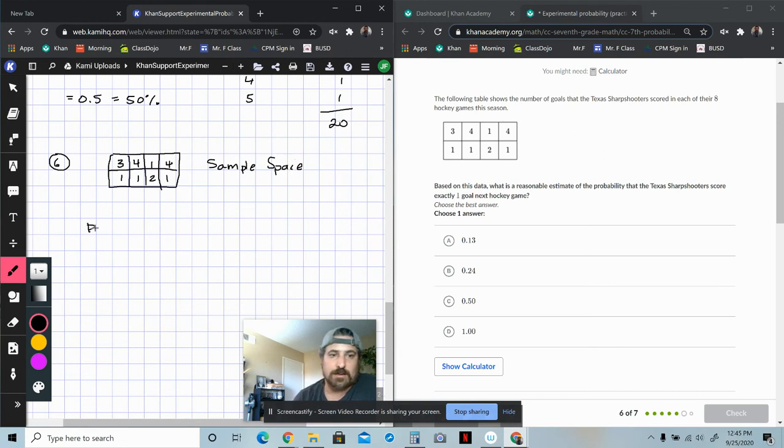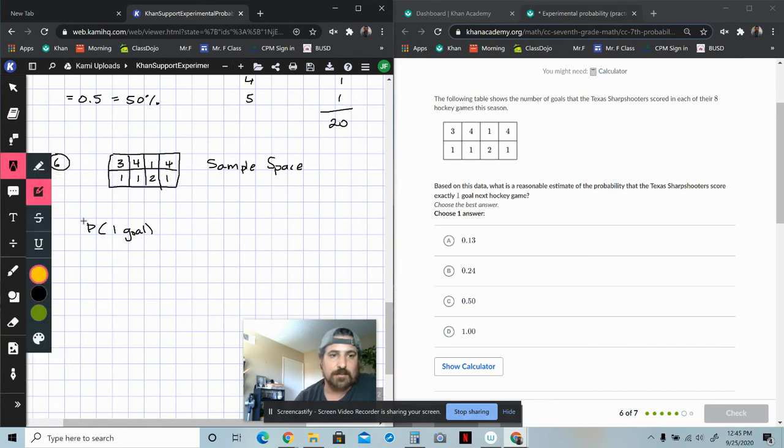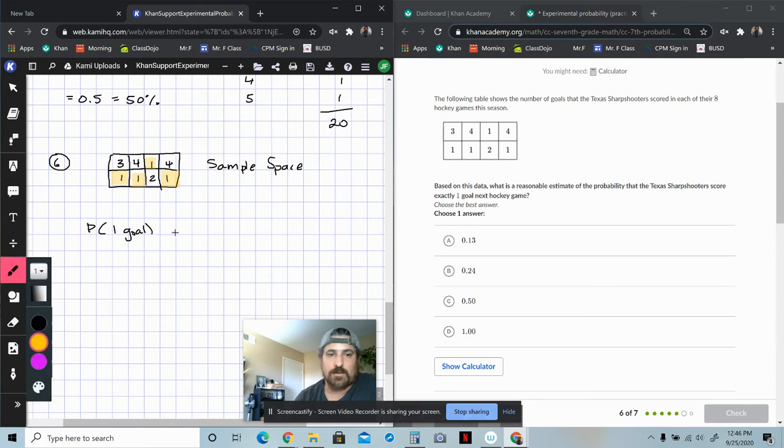So the probability of 1 goal, only 1 goal, right? So this is the number of goals per game, right, basically. So how many times does that occur? Let's mark it up. We want to highlight the one time with it's just 1 goal. Oh, it happened 4 times. 4 out of 8. So there's our favorable. It's going to be 4 out of the 8. And then that's going to be, of course, 1 out of 2, which is, of course, 0.5, which is, of course, 50%. So half the time, they get only 1 goal.